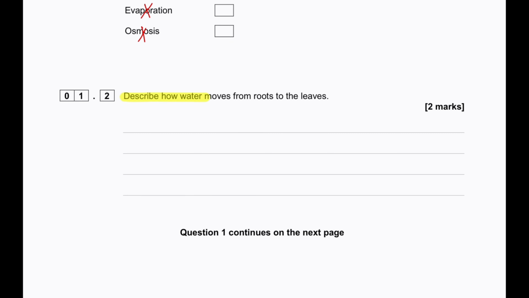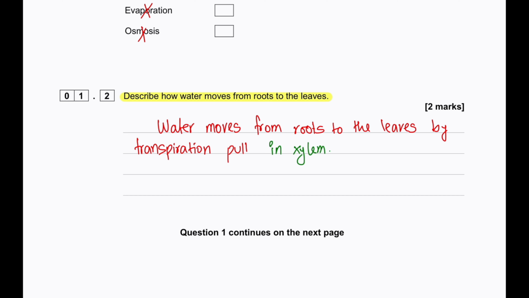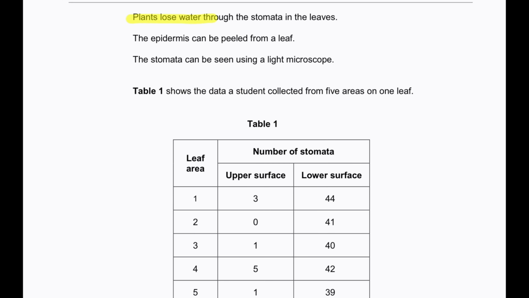Describe how water moves from roots to the leaves. Water moves from the roots to the leaves by the transpiration pull in the xylem. Plants lose water through the stomata in the leaves. The epidermis can be peeled from a leaf. The stomata can be seen using a light microscope.